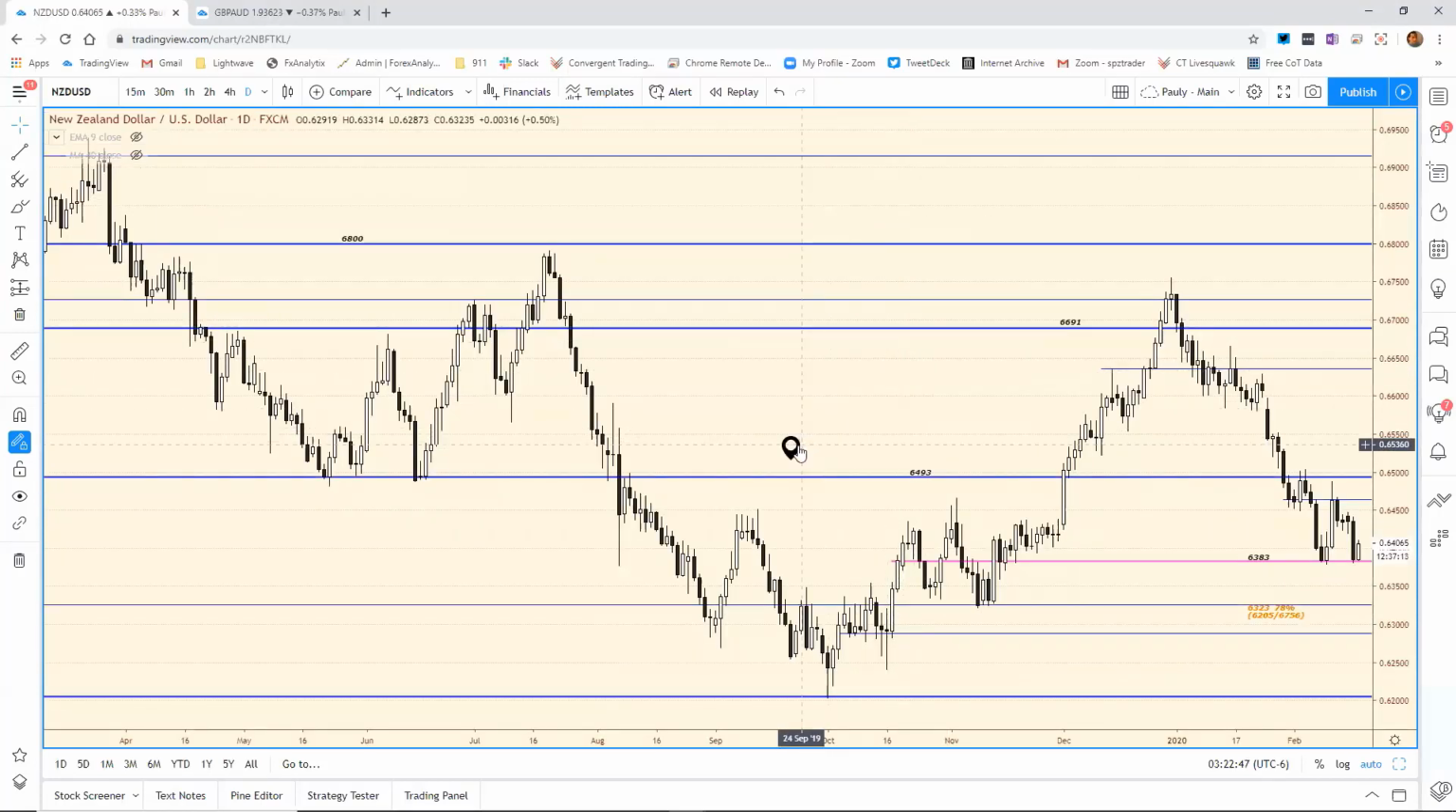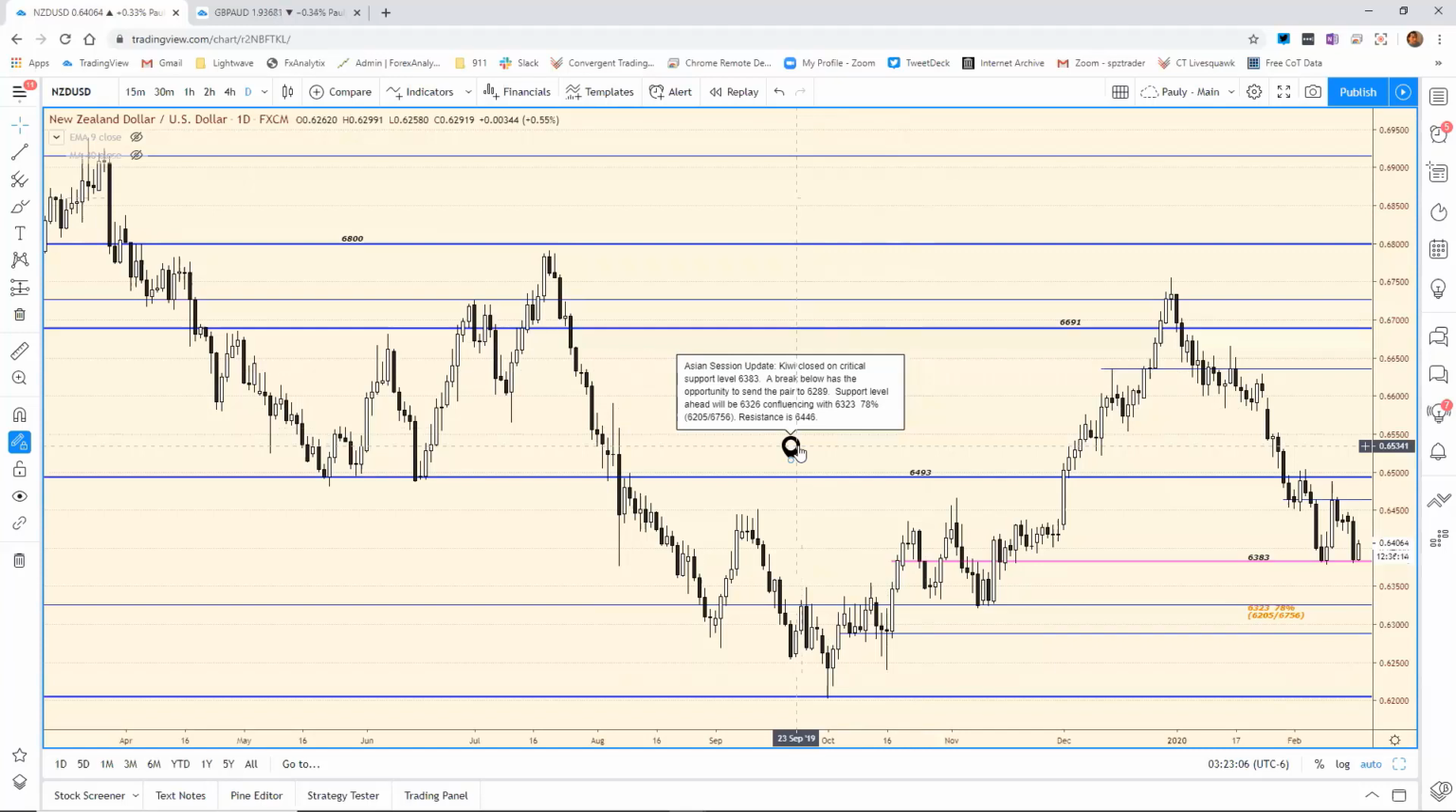And on to the Kiwi. The Kiwi closed on critical support level 63.83. We've been talking about that. You can see that pink line. A break below that has the opportunity to send the pair down to 62.89.